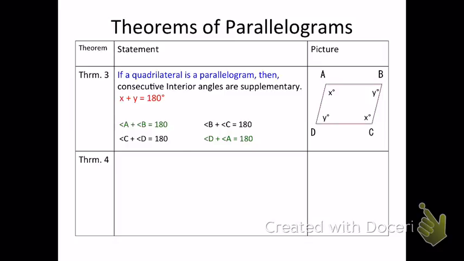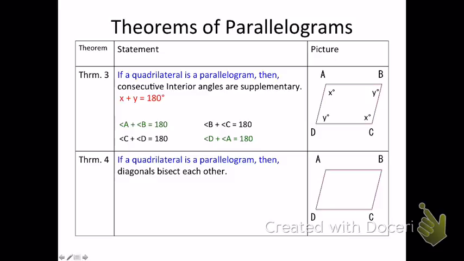And then the last one, Theorem 4, states if a quadrilateral is a parallelogram, then diagonals bisect each other. Diagonals, okay? So we've got to deal with diagonals right now. If I'm drawing a diagonal line, it's going to be from D to B, and A to C. And where the two diagonals intersect, I'm going to put the letter M there for midpoint, because when you bisect something, you cut it in half. So that's going to be our midpoint.